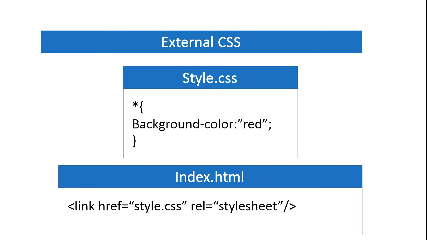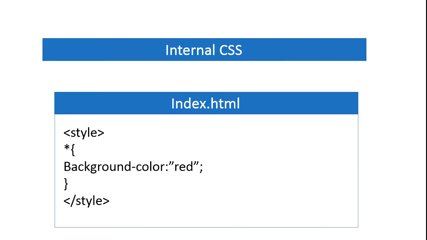Second is internal CSS. As the name suggests, internal CSS means I want to apply look and feel to a single HTML page. For that we need to specify our CSS into the style tag. So I will use the style tag with the start tag, inside it I will write the CSS, and then the end of the style tag. Don't worry about what we need to specify inside the style tag or inside the external CSS file. At the time of practical implementation I will explain it in detail.